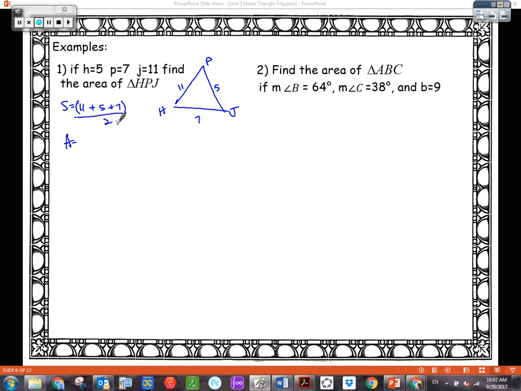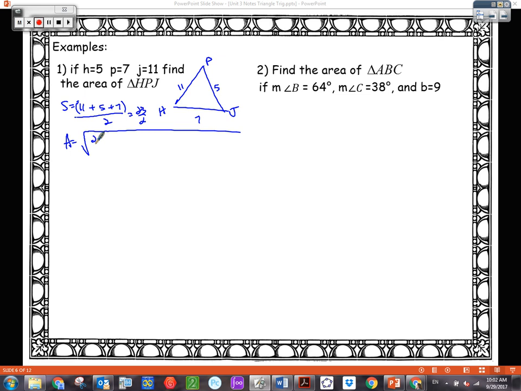It's half of the perimeter. So we calculate the semi-perimeter, and it is 23 halves. Or you could use a decimal, you don't have to use a fraction, whatever you like. So now we're ready to fill out our formula.